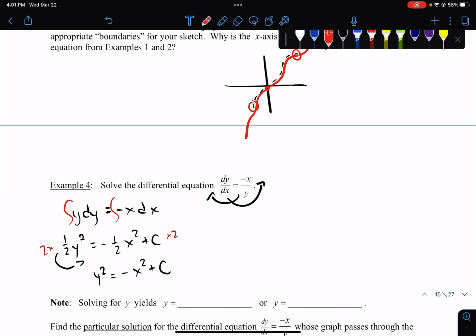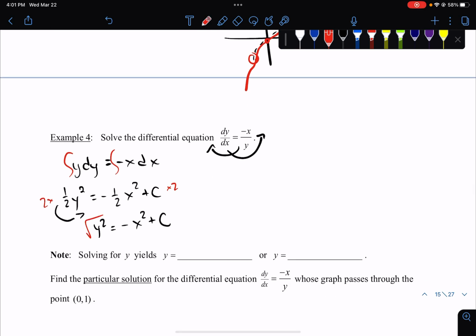When I do that, I get 2 different answers. When I square root this side and square root this side, I get a positive answer and a negative answer. So y is going to equal the square root of negative x squared plus c, and it's also going to equal the negative square root of negative x squared plus c. Depending on what part of the graph I'm using, I might use the negative or the positive version. It just depends on the points that I'm working with.